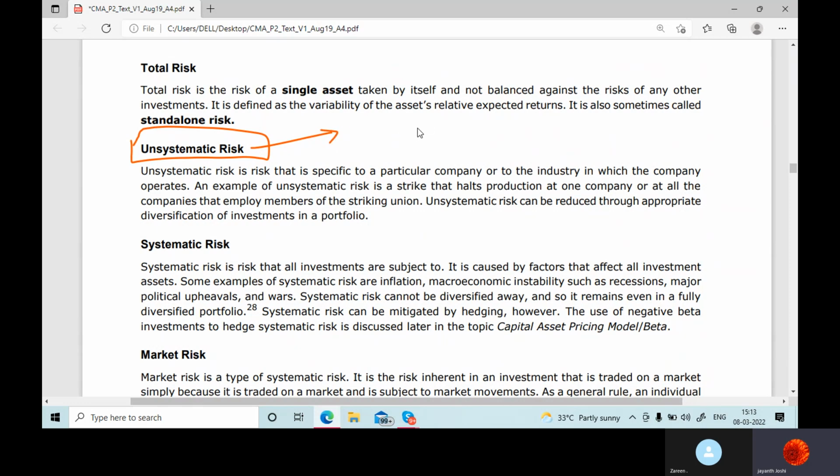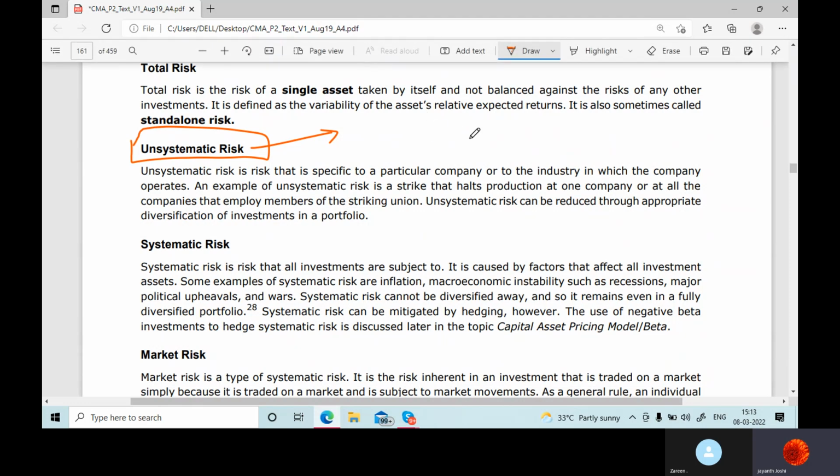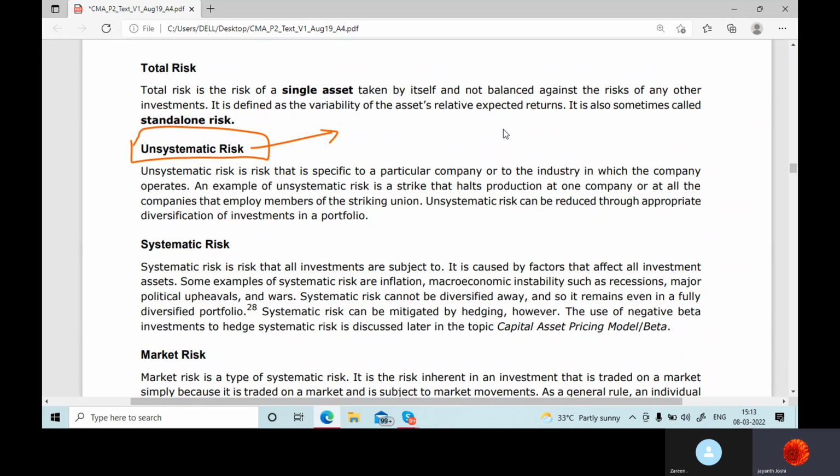If any fraud happens in that company, any strike or any halt in the production happens in a company, the company's investors' investment is at risk. That means the company can shut down its operations because of constant strikes and halts in the production, and that could impact investors' investment in the company.